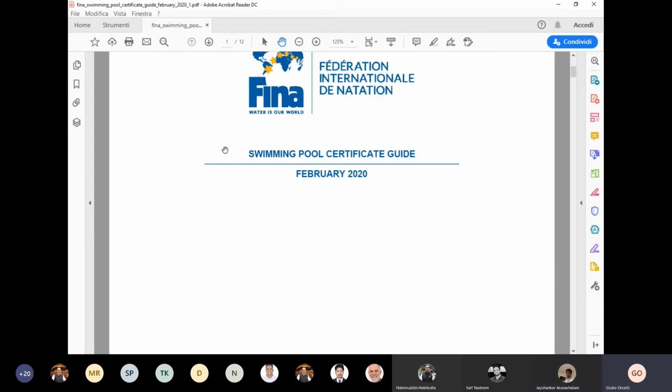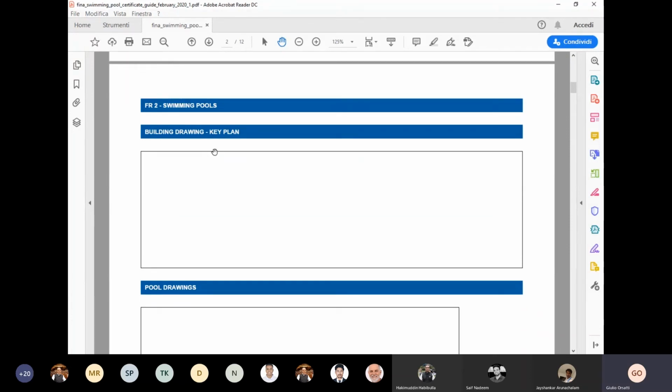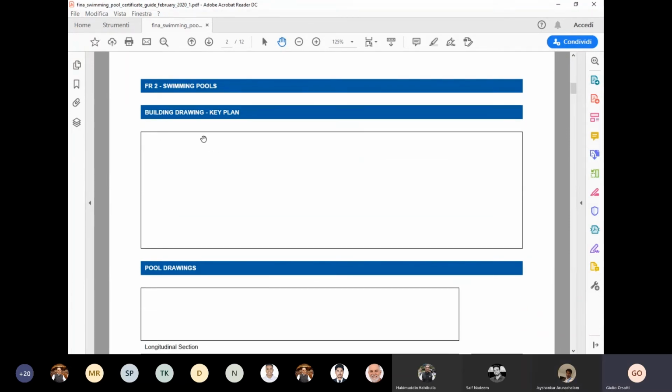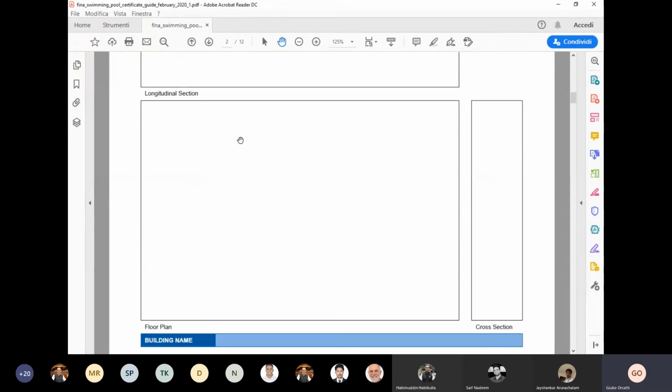So let's start with a standard certificate for the swimming pool. This is not the certificate for Olympic Games and World Championships. The differences are not big; they're mostly just the numbers. So I'm scrolling through the standard one. It starts with just a few pieces of information on the swimming pool: the drawing, the key plan, the pool drawing, the section of the pool.